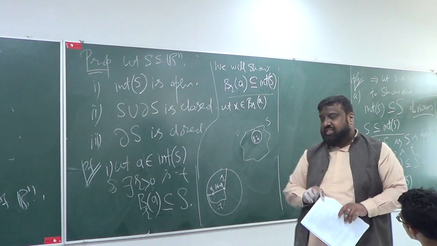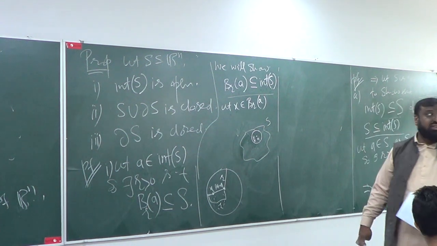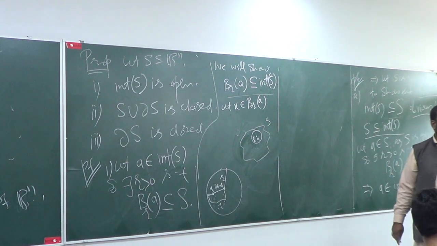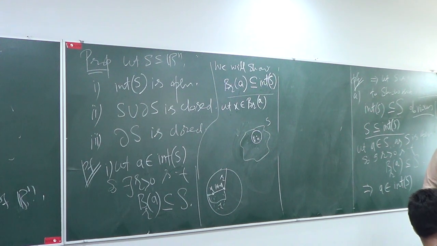Sir, one more thing I have used here: for all x belonging to the boundary of A, the radius r must be less than the distance between x and a. Can try it. I mean, if you write the proof I can see it and I can tell you whether it's true or not. Okay, which point are you taking on the boundary?